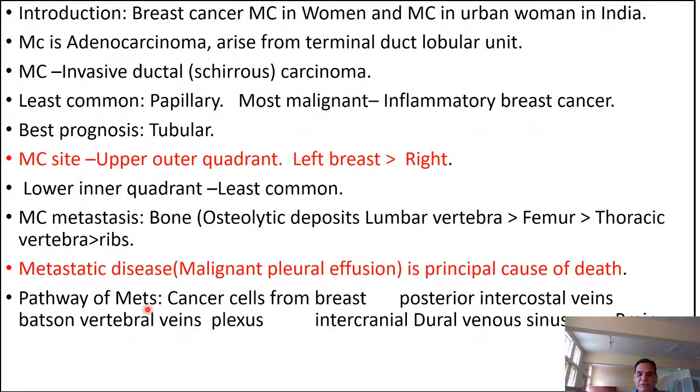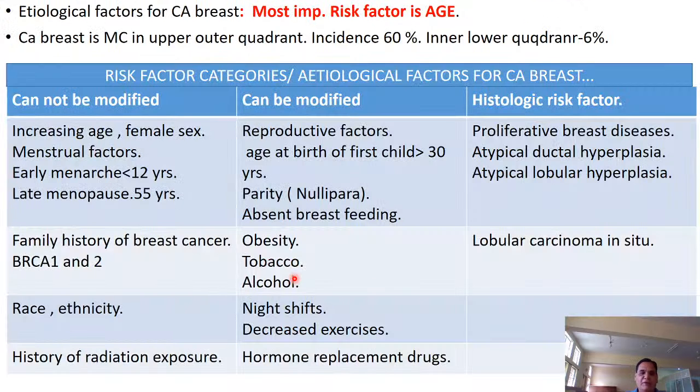So how do the mets travel? From the cancerous breast, they go to posterior intercostal veins. From there, they go to the vertebral veins. From there, dural veins and then to the brain. That is why brain secondaries are also very common. This is the general idea of how we are dealing with it.